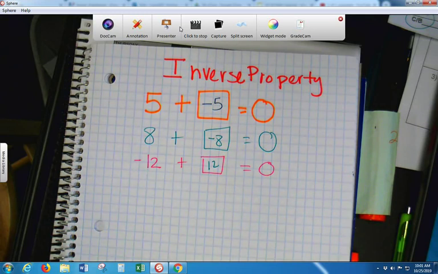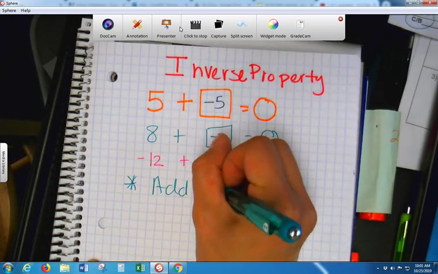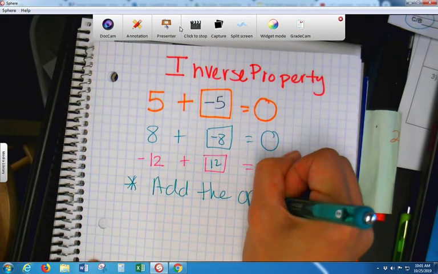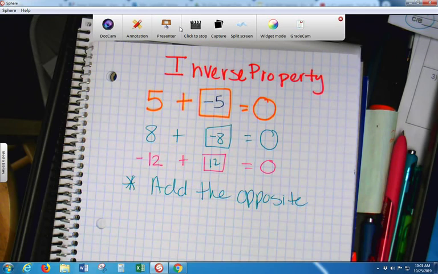And this is what we did when we were subtracting. Remember when I said, oh, add the opposite? Here's where it comes from, the inverse property. Okay? So this one is add the opposite. The last property was not add the opposite, it was add 0. This property, which you're going to write down with a little superstar right there, is add the opposite. So whatever you start with, just add the opposite.